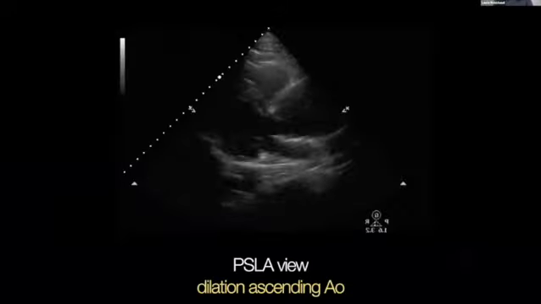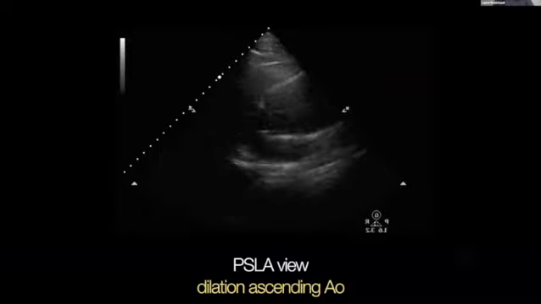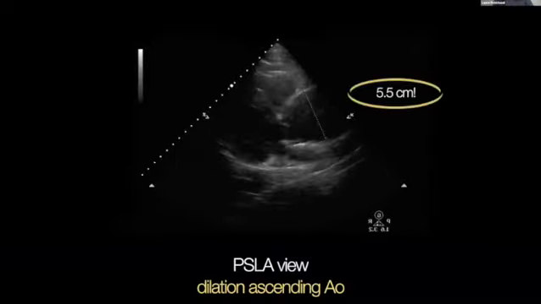Good. So that was the case we actually had just a second before. So we know that this is big, but how big is this? We're going to freeze the image, take a measure, and it's 5.5 centimeters. So this is really more than 4. This is dilated. This is suspicious.